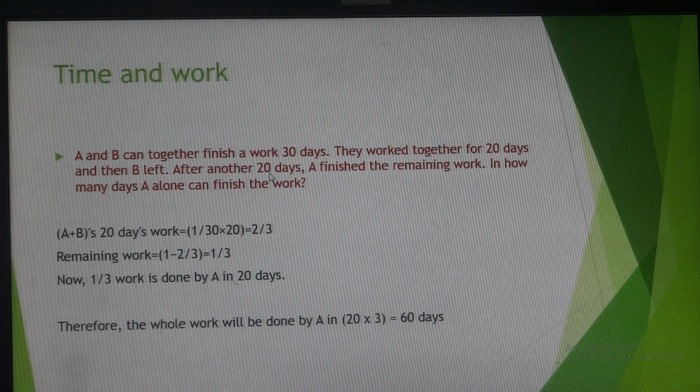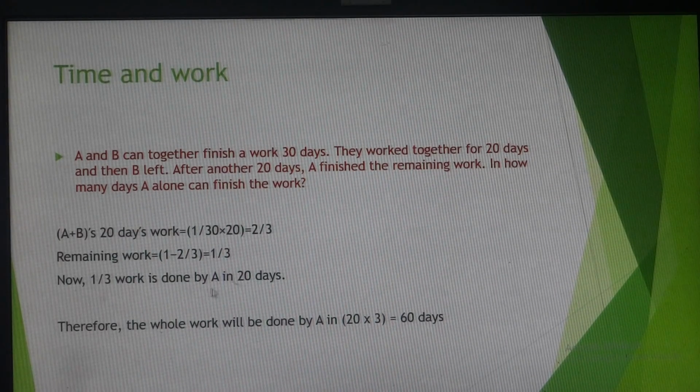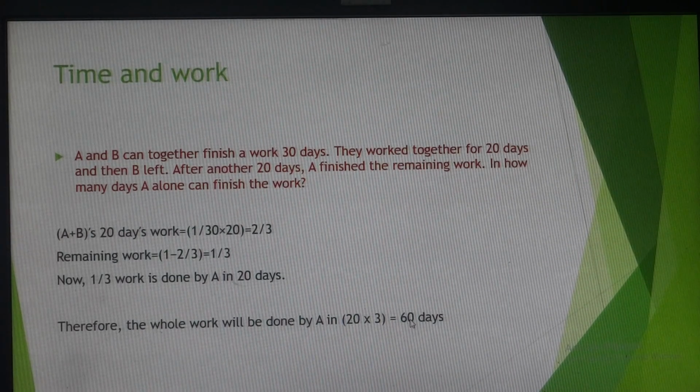Now, after 20 days, 1 by 3 of the work will be done by A in 20 days. Therefore the whole work will be done by A in 20 into 3, equal to 60 days.